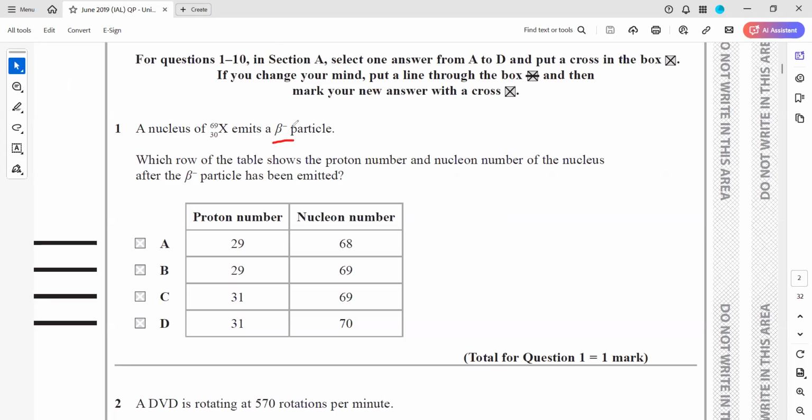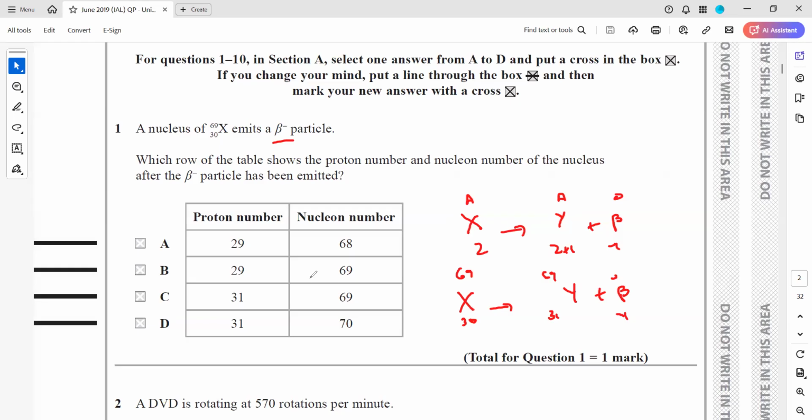So in a beta, this is a negative beta decay. In a negative beta decay, what will happen? The nucleon number does not change, but the proton number increases by 1. So if element X is there, 69 and 30, if it is beta, it will remain 69, but the proton number increases by 1. If the proton number increases by 1, the nucleus will change, and this will be beta, 0 and -1.